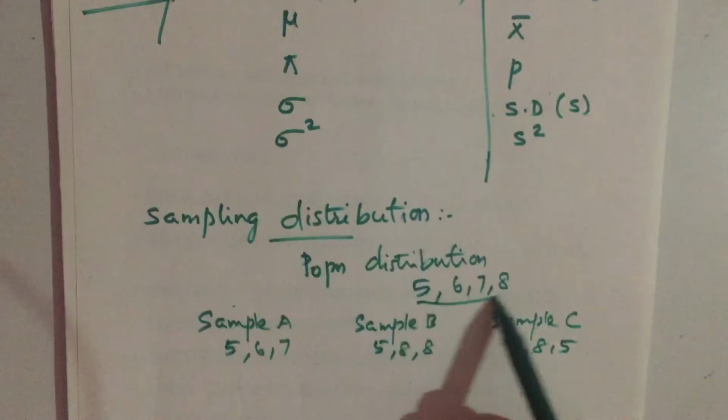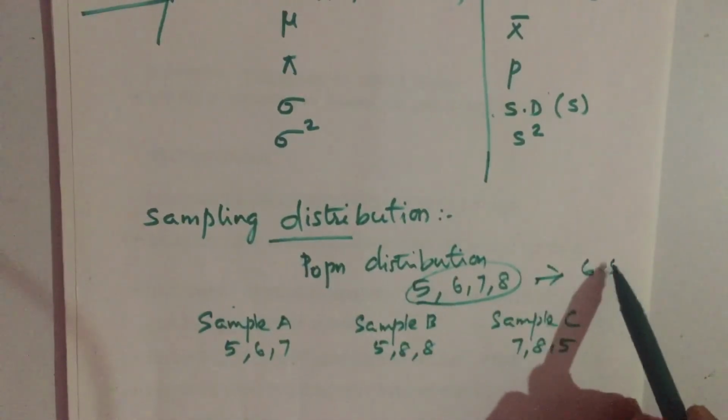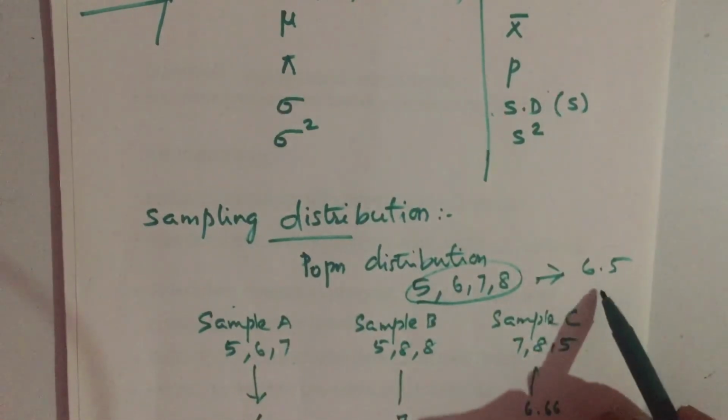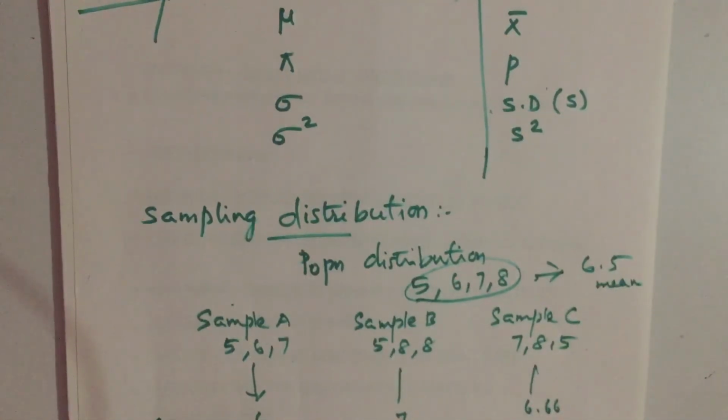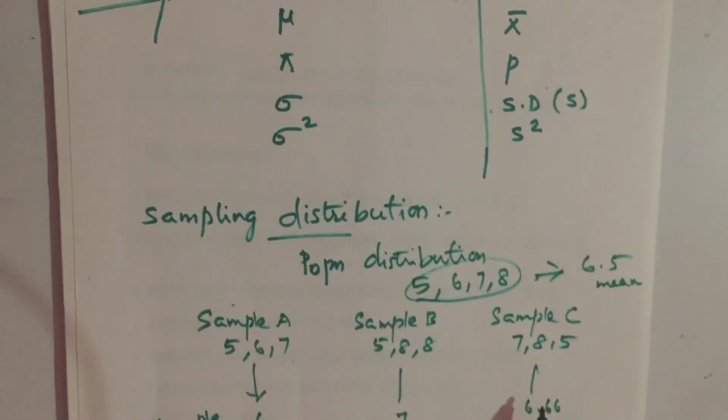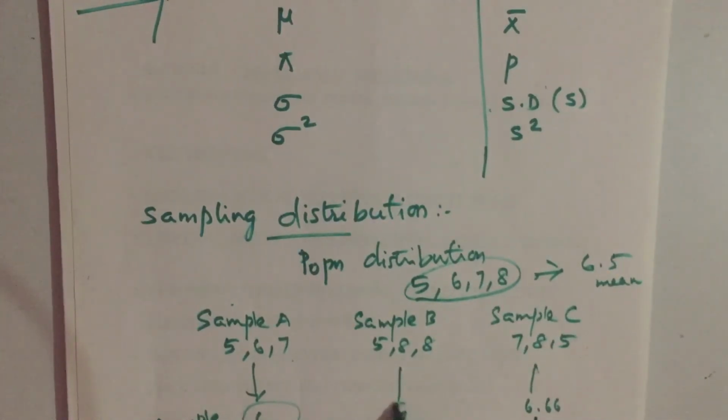Now if you find the means of these samples, they are around 6, almost 7, and 6.66. The population mean is 6.5, and the sample means are in and around 6.5. So what we have done is take a population, draw some samples from it, and get a statistic from each sample. The distribution of these means we term the sampling distribution.